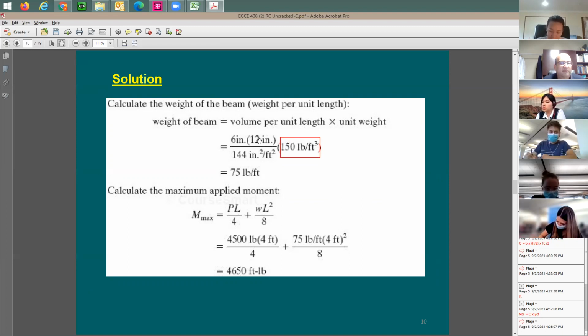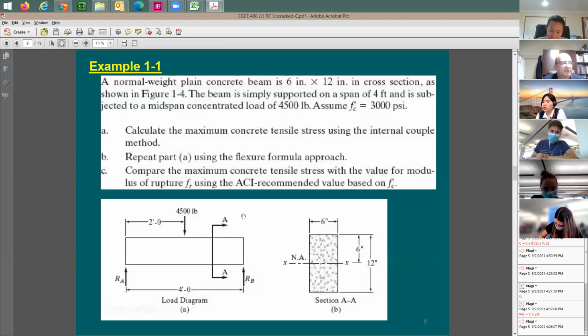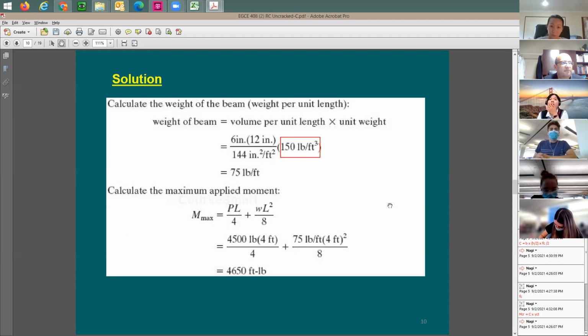What is this 6 by 12? You see the section, the cross-section area, 6 by 12. Why divide by 144? Because I'd like to put it in feet, because this value here is going to be given to me in pounds per cubic foot. So this cross-section area in inches, I need to put in square feet.